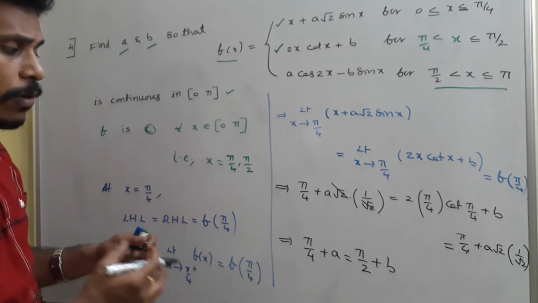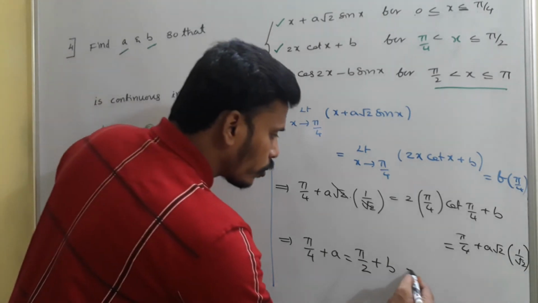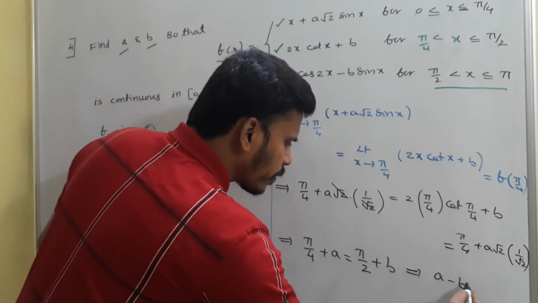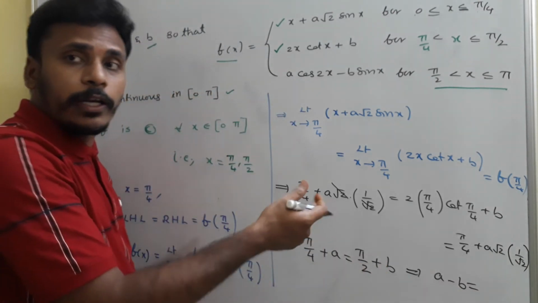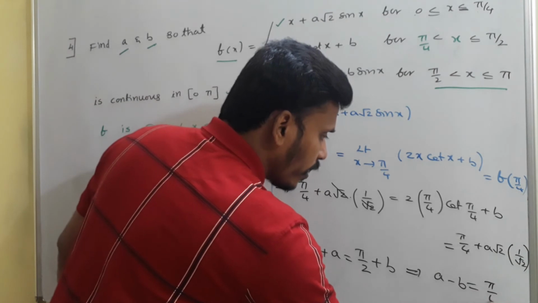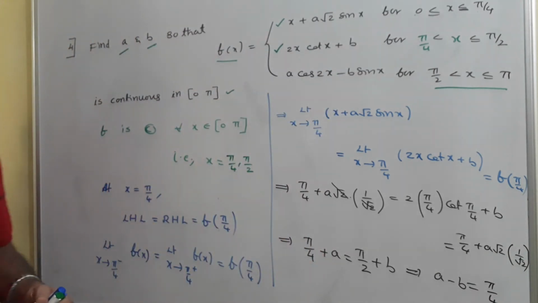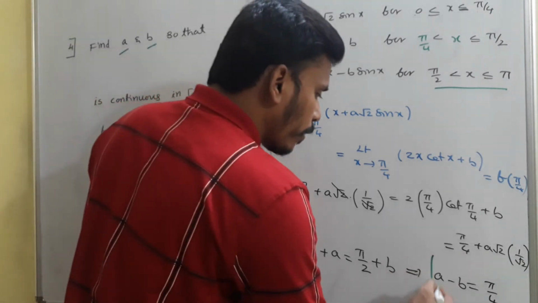So you just establish a relation between a and b. That implies a minus b is equal to pi by 2 minus pi by 4, which is pi by 4. So at the end we have a relation, okay? A minus b is equal to pi by 4.